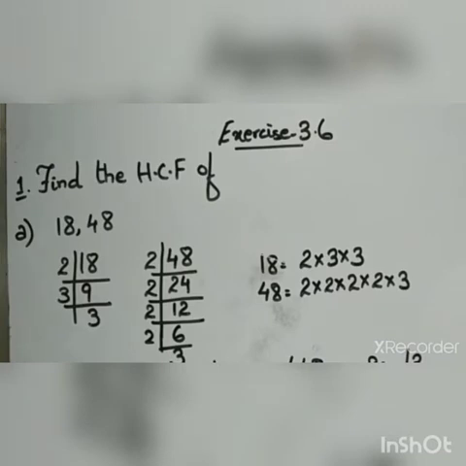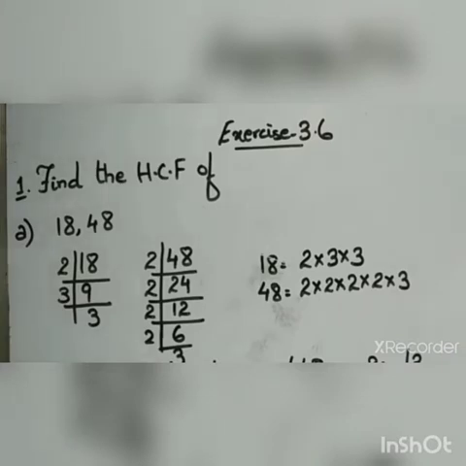Our first question is find the HCF of 18 and 48. There are two methods for finding the HCF of any given numbers. The first is the prime factorization method and the second one is the division method. Firstly, I will explain how to solve the question by using prime factorization.